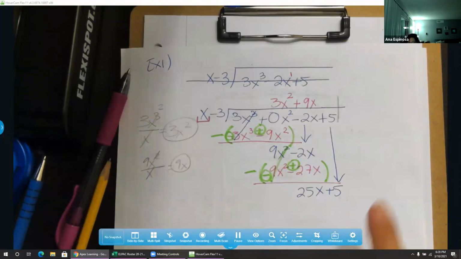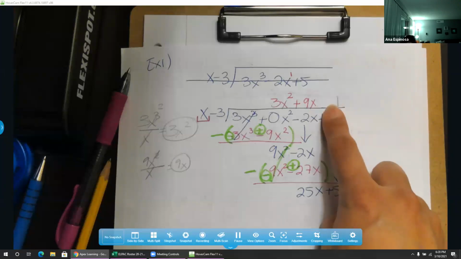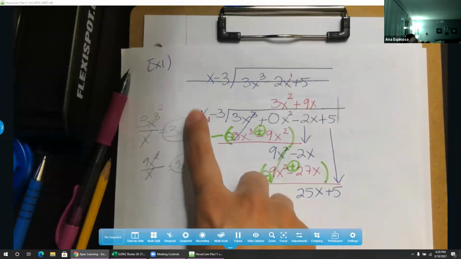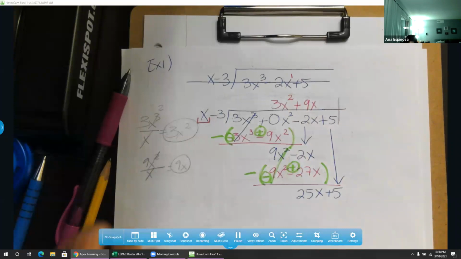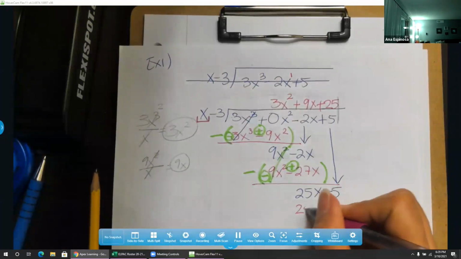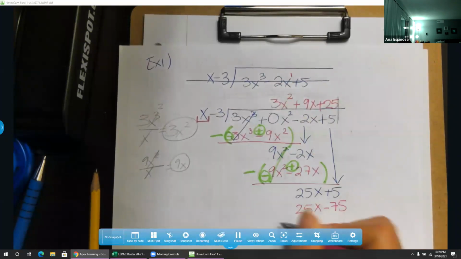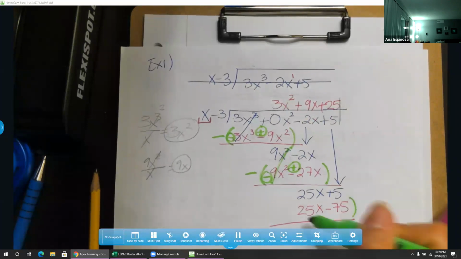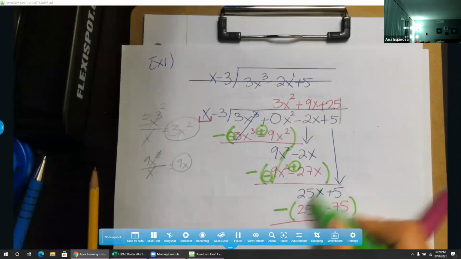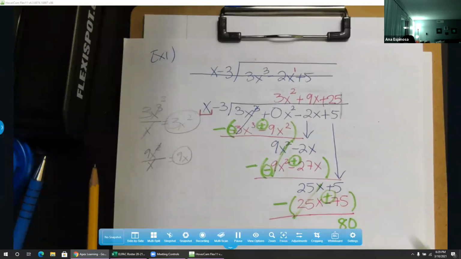I've got one more to go because I'm missing a space right here, right above the 5. So I know it's going to be a number, right? So x times what number, or what number times x is 25x. That's going to be a positive 25. And then I go ahead and I do that. 25x, that's minus 75. And then I subtract. That cancels this, and that changes that to a positive. So my remainder is 80.